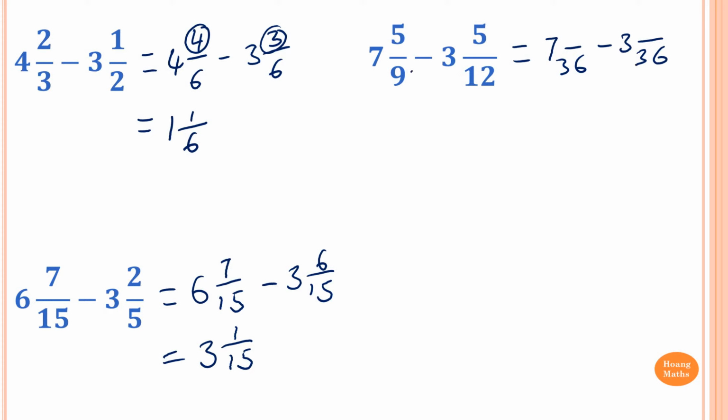From 9 to 36, I times this by 4, so the top is times by 4 as well. That gives me 20. From 12 to 36, I times this by 3, so the top is times by 3 as well. So that gives me 15.